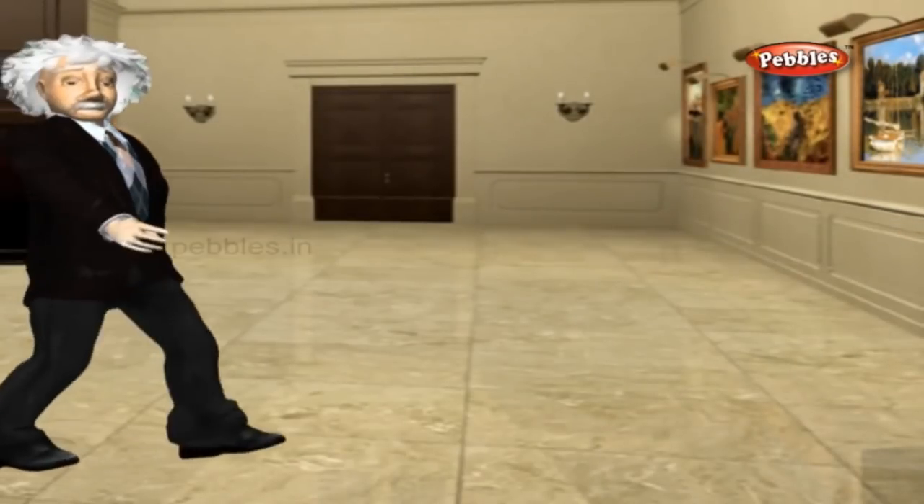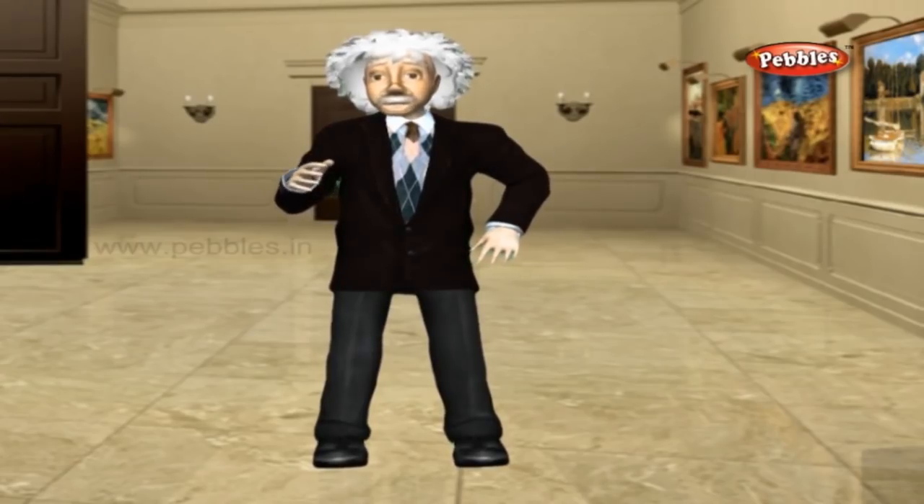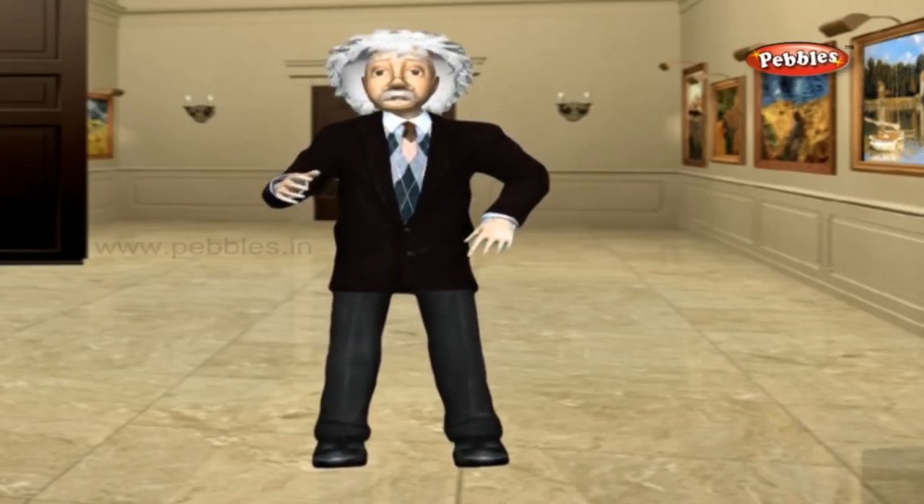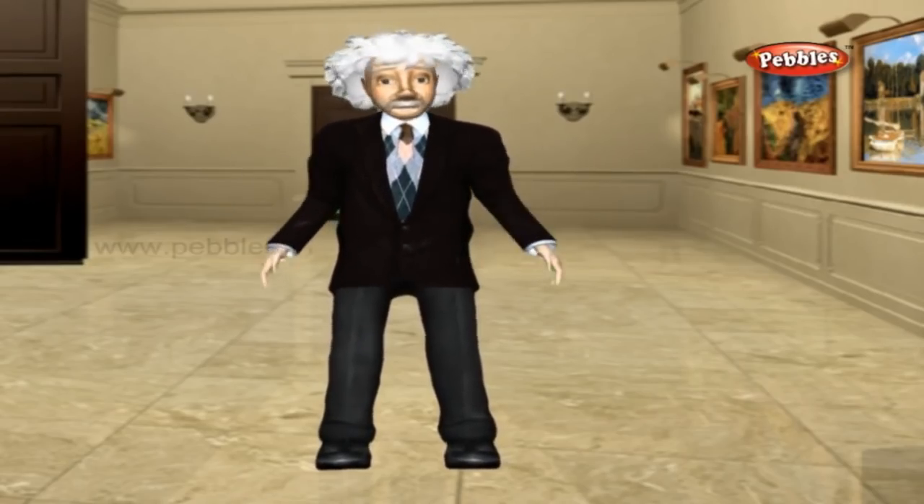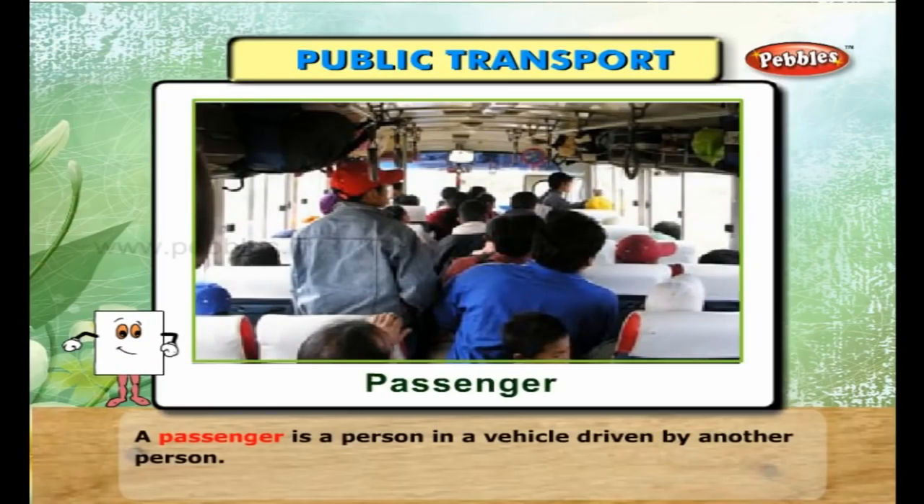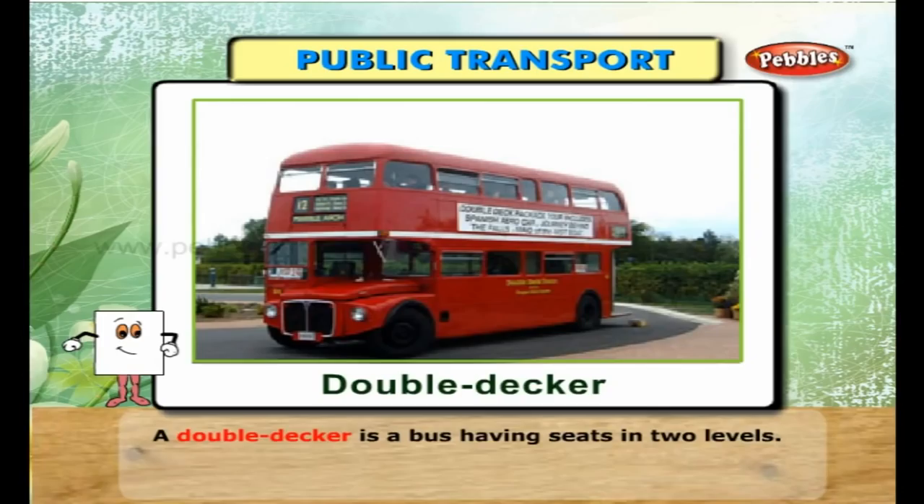What is public transport? Public transport. Large vehicles which people can pay and use are called public transport. A passenger is a person in a vehicle driven by another person. Bus is a large vehicle with many seats. You have to pay to travel in a bus. A double-decker is a bus having seats in two levels.